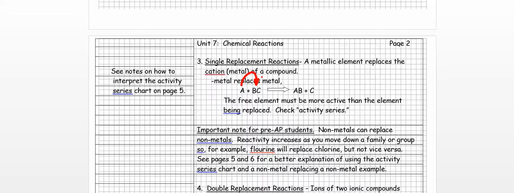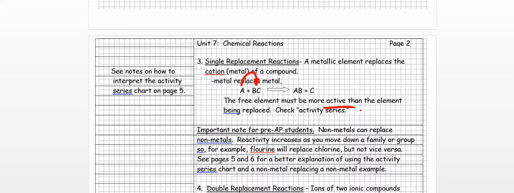We're going to check that activity series later on. That might not make much sense right now when I say the free element must be more active. Well, what's more active? What do you mean more active? We'll talk about that. Be patient. Wait till we get to page 5 and I'll teach you about the activity series. But I just want to give you the basics of single replacement reactions for right now.